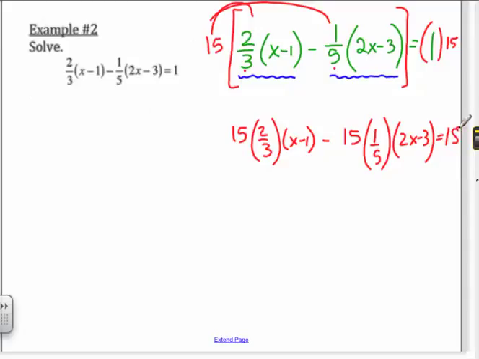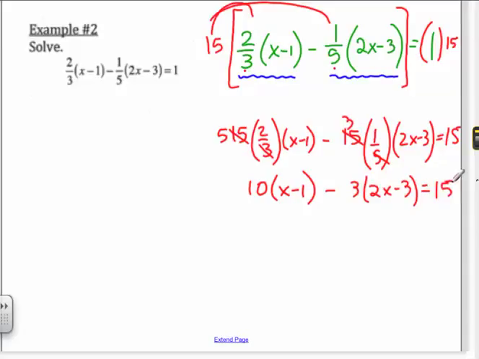Okay. So does the 15 get multiplied by this and then distributed into that? No. So this just cancels and becomes 10 times x minus 1. Does that make sense over here? This cancels and becomes a 3. So it's 3 times 2x minus 3 is equal to 15. Did it help when I did it that way to see it a little bit better? Okay, good. Now I need to distribute.